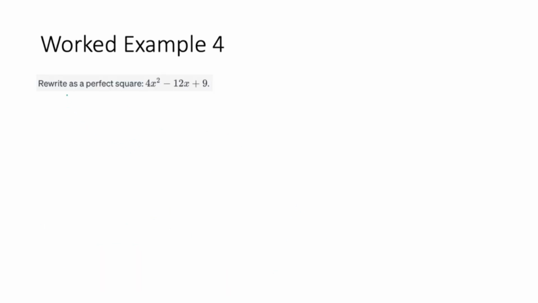Last example, so we'll write as a perfect square. This one's slightly easier because you have a common factor 4. So write down your expression first, and then take a 4 common factor out. So 4x squared minus 3x plus 9. Convert this into a perfect square using this formula.